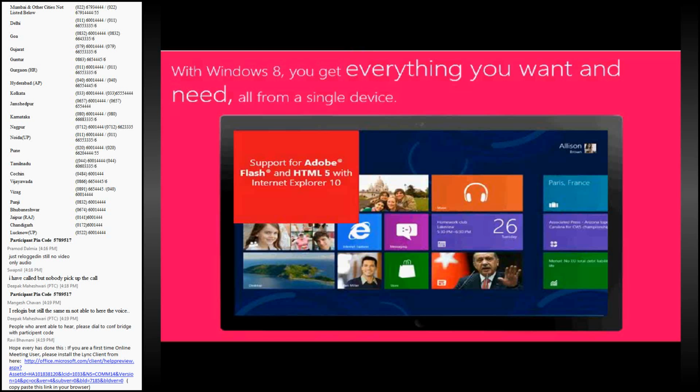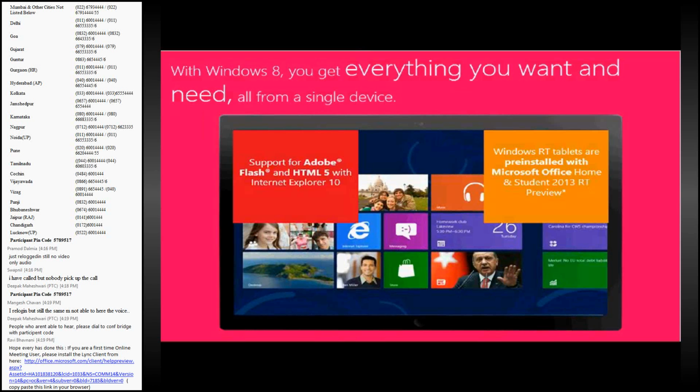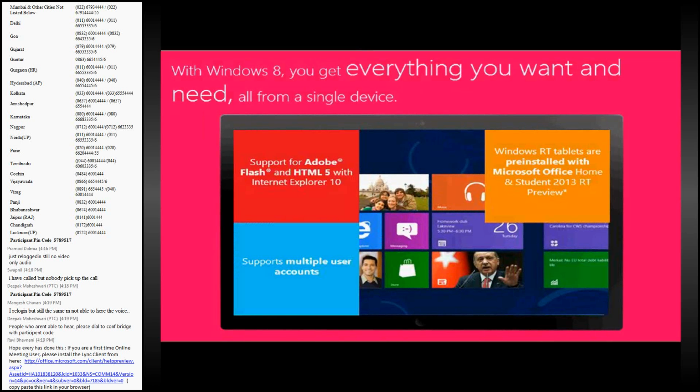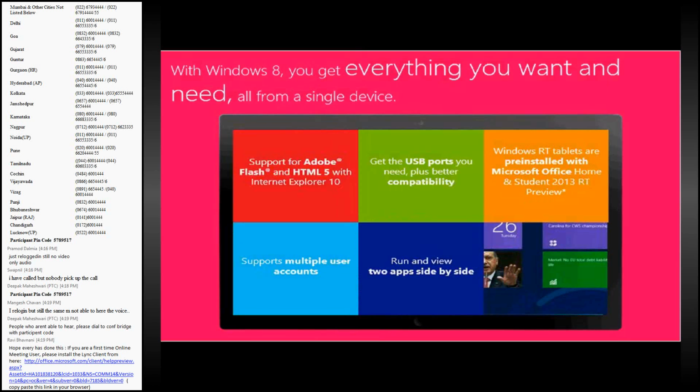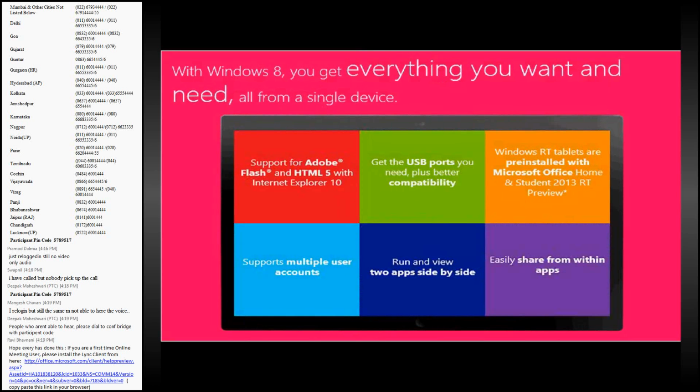Now this is a specific slide I put for Windows RT. It has support for Adobe, HTML5, and comes pre-installed with Microsoft Office Home and Student. So you get Word, Excel, PowerPoint, and OneNote by default. It supports multiple user accounts. It gives you great flexibility of adding devices like USB ports, right? You can even add a memory card to enhance the data storage space. You're able to add 2 apps side by side, and using the charms, you're able to share from within an app as well.